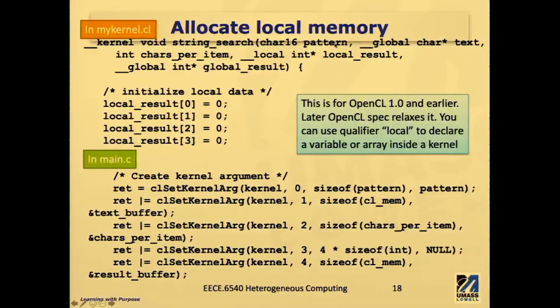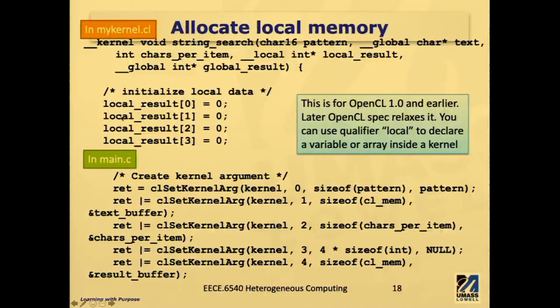Character 16, this is something we're going to talk about next. But this __local int, this heuristic, and local result, this is going to point to a local memory object because of this qualifier local, and it's going to point to an integer. You can expect there will be an integer array pointed to by this local result. And then in the kernel function, you can use these integers using the indices 0, 1, 2, 3, and so on.